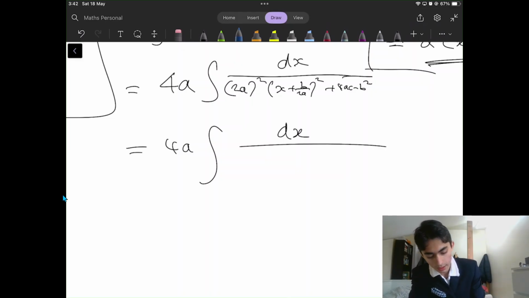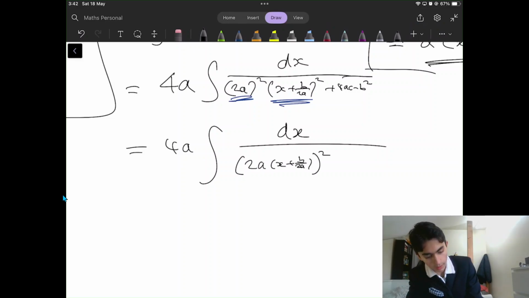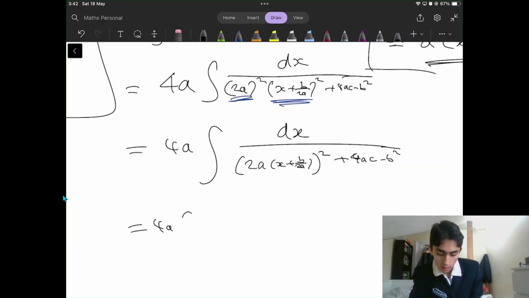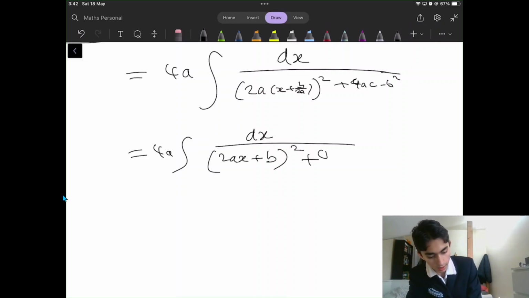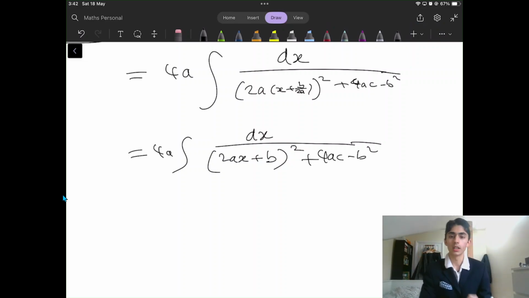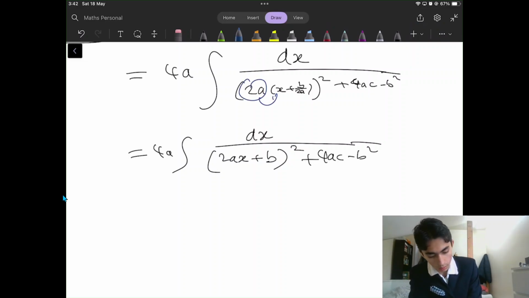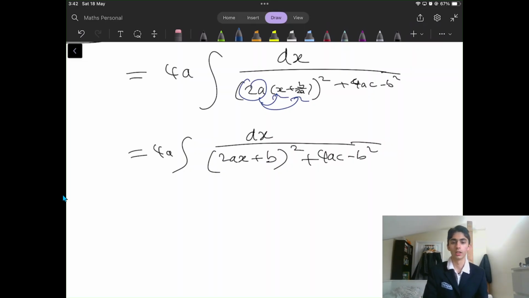All right, so the thing is, if we have this thing squared times this thing squared, we can just combine the brackets together to get us 2a times x plus b over 2a, all squared like this, right? Then we have the rest of the integrand, okay? So then what? We get 2ax plus b, right, squared plus 4ac minus b squared. Essentially what I did was I took this 2a and I just distributed it within the sub bracket, and you get 2ax plus 2ab over 2a. The 2a's cancel with the b when they're next to the b, sorry.